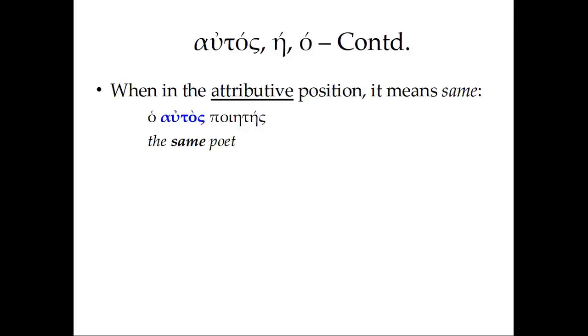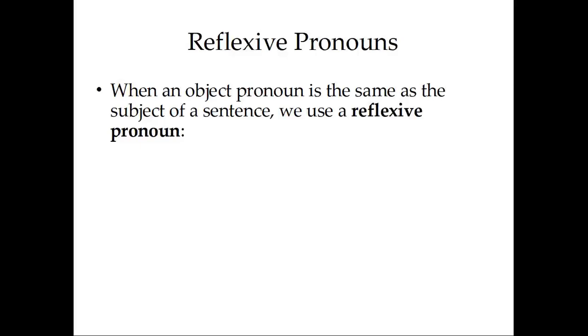The implication will be clear. All right, yet another type of pronoun. When an object pronoun is the same as the subject of a sentence, we use a reflexive pronoun. We'll see this in English first to give you a better sense. We don't say "I know me." We say "I know myself." Because here, our object pronoun is the same as the subject of our verb. Myself, referring to the same person who is doing the action.